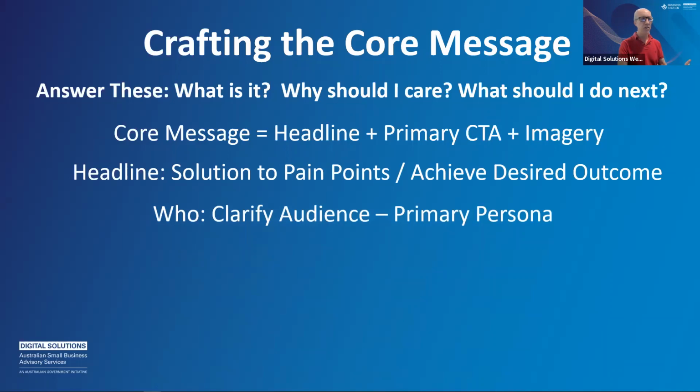I've touched on this already, but you need to clarify who your audience is, and then you need to pick your primary persona, your key 80-20 rule. Which one are you going to get the most bang for your buck, and craft the core message for those. You can bring in the other personas later, but just for this particular example, we're just going to choose that one primary persona and a primary call to action.